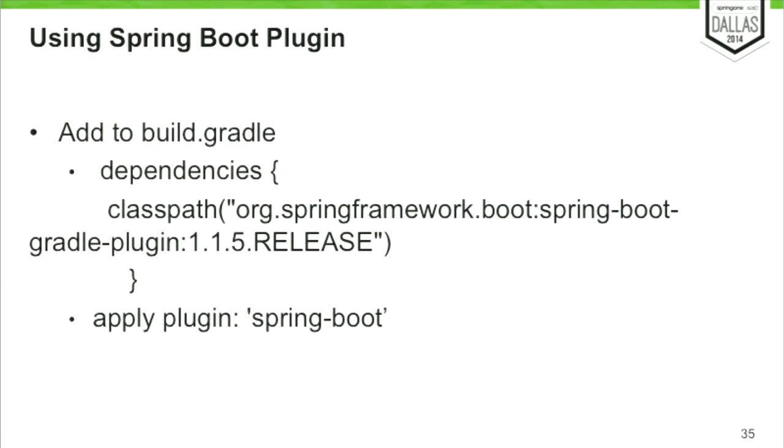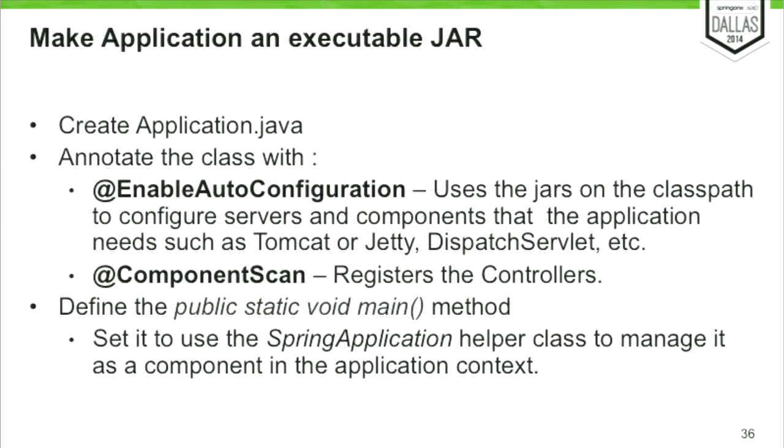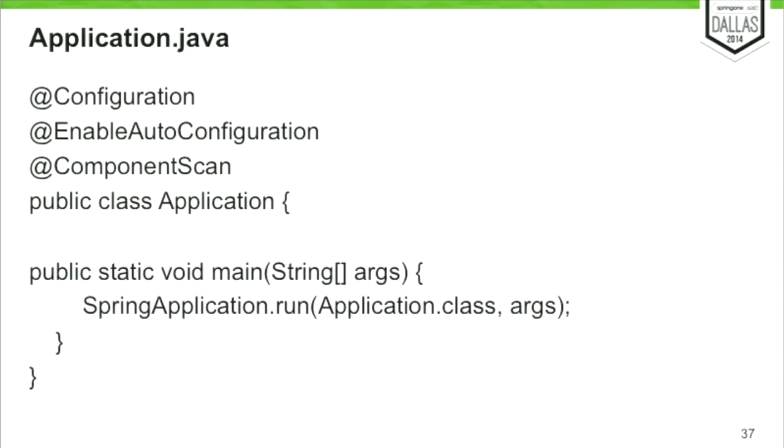To use it, we add the dependency to our Gradle file and the plugin for Spring Boot, and we need to make the application an executable jar. To do this, we're going to create what is essentially a boilerplate application class. It's going to use the EnableAutoConfiguration. That's what's telling it what to embed, the Tomcat or the Jetty. We're going to use a ComponentScan, which registers your controllers. And then we're going to enter our entry point. And so here it is, Application.java. It has the annotations we talked about. It's pretty straightforward, and it pretty much can be reused across projects. Next slide.